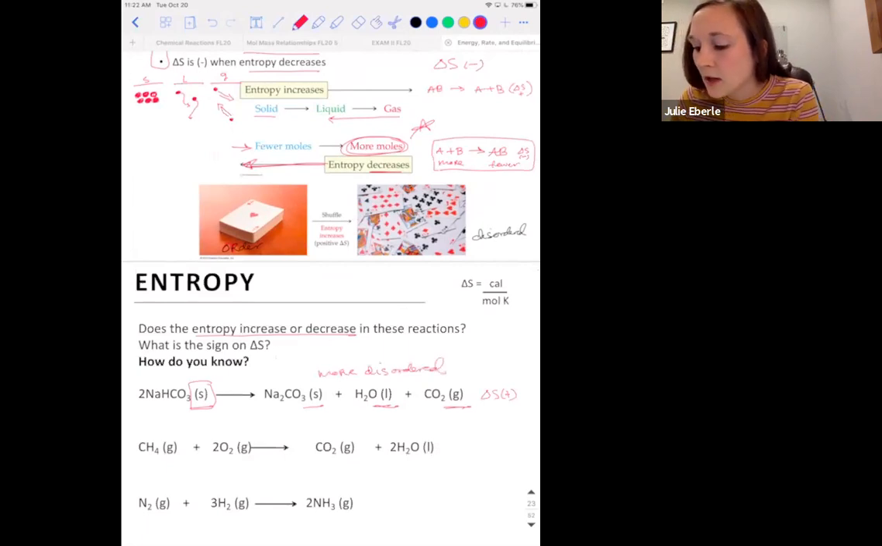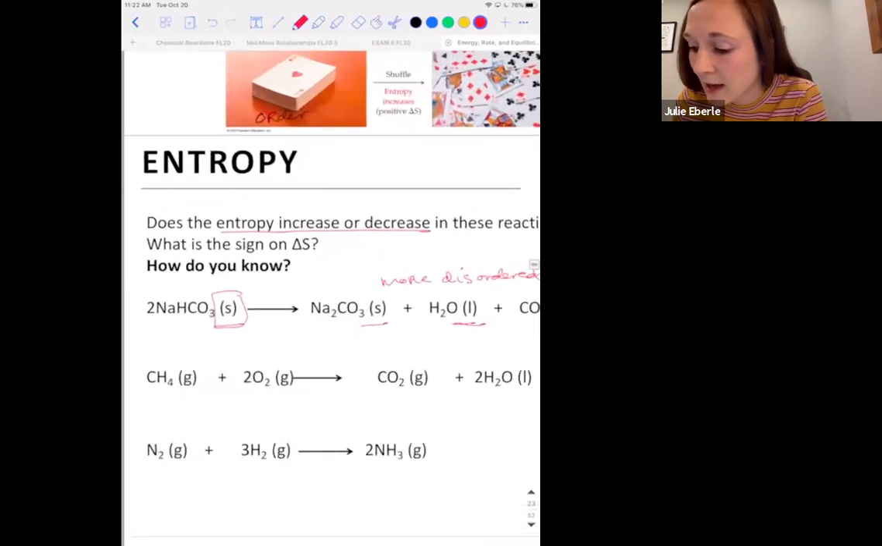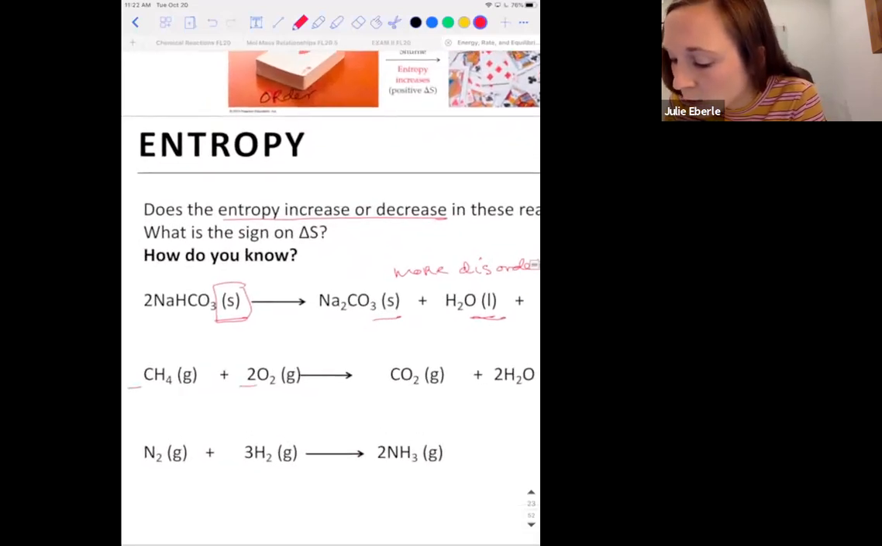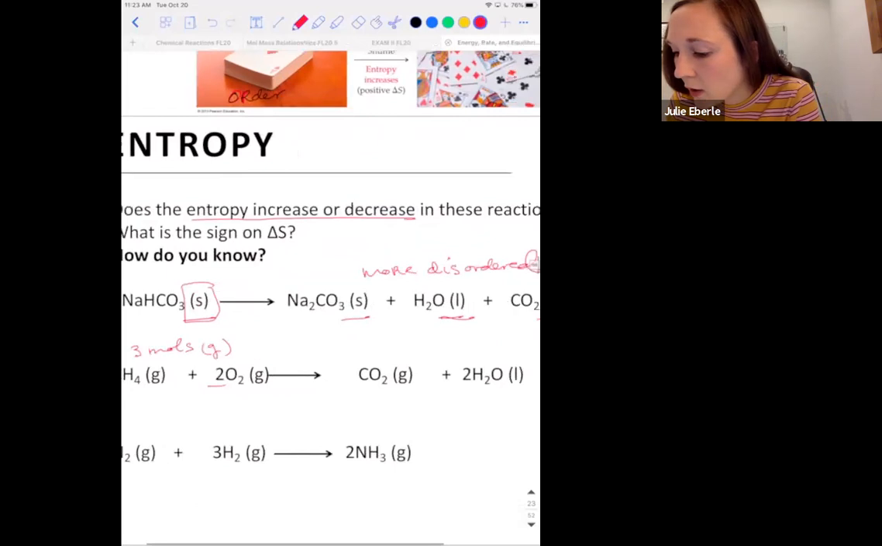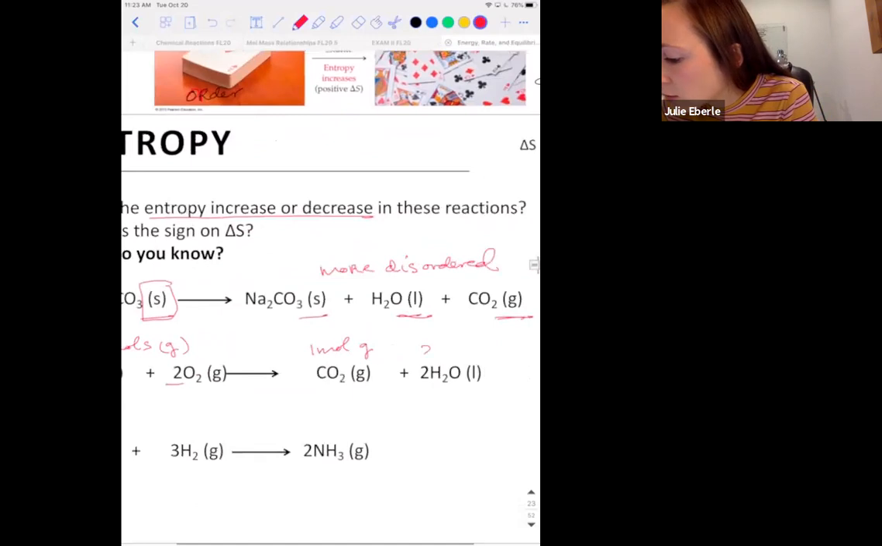All right. Okay, what about number 2? What did y'all think? Delta S, is it positive or negative on number 2? Jenna said negative. Okay, so let's look at it. I noticed that in number 1, not everything is a gas. Here, everything is a gas on the reactant side, but not on the product side. I'm going to add up my moles of gas. 1 plus 2 is 3 moles of a gas. And then on the product side, we only have 1 mole of a gas, and we have 2 moles of a liquid.